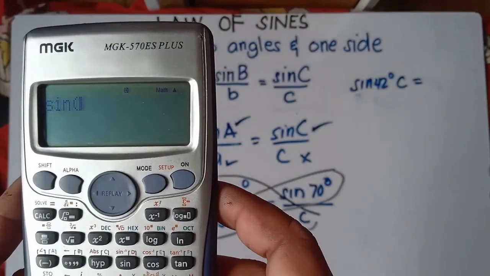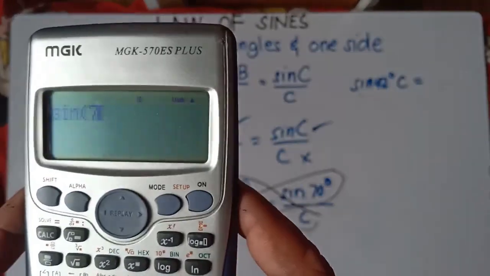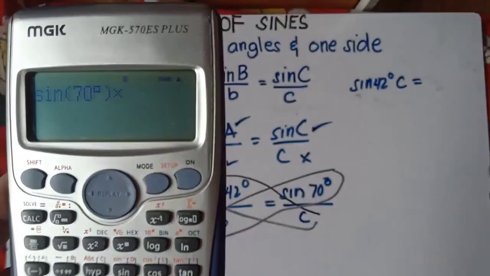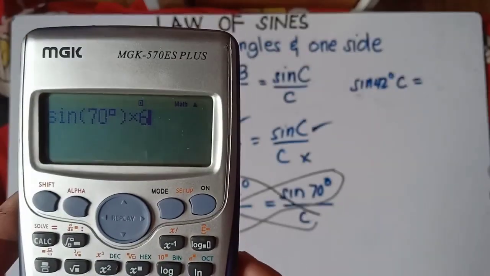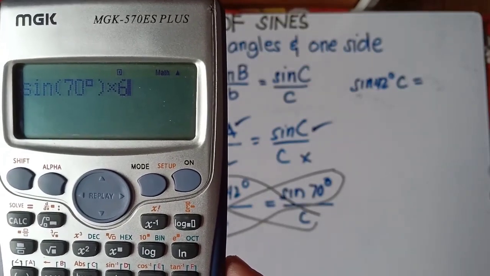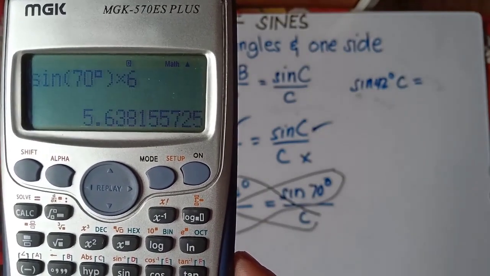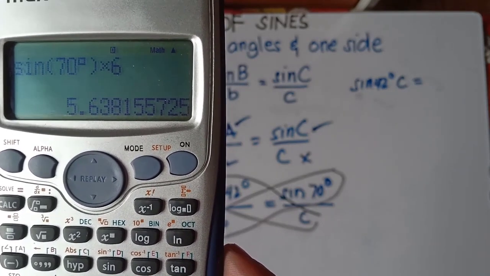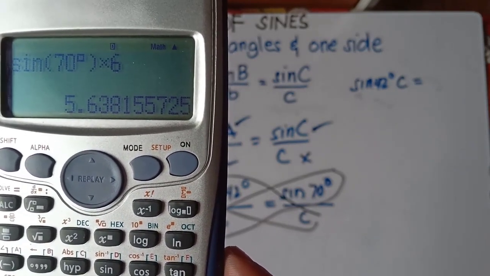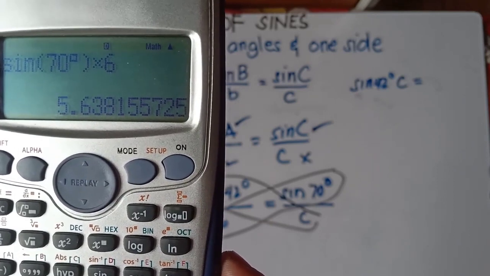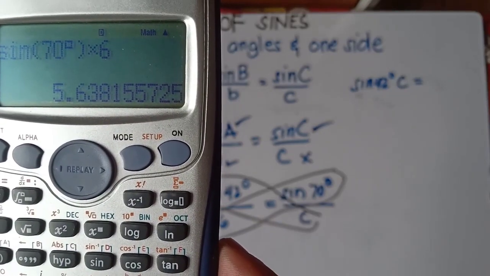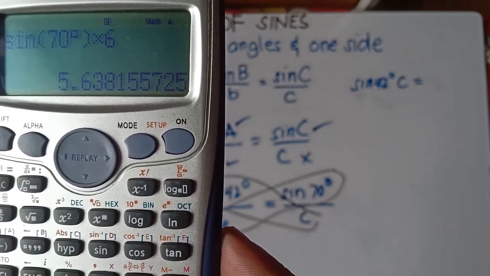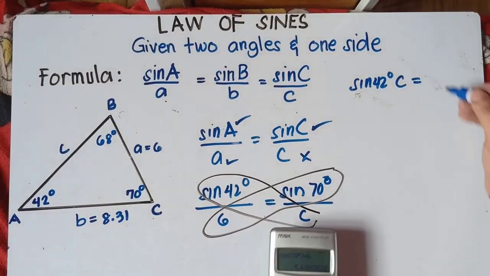Sine 70 degrees times 6. We have 5.63815. So once again, we need to have 4 decimal places. 5.63815. Next one is 5. So 5.6382.